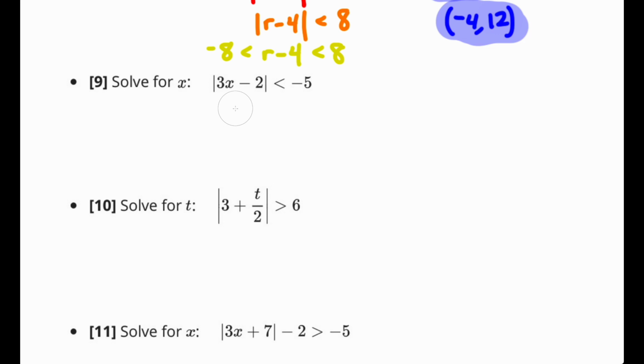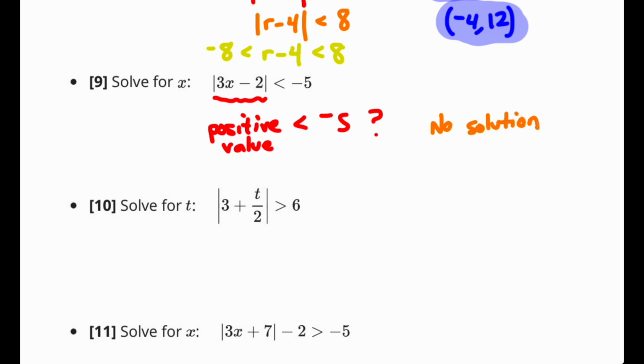Solve for x. Now, this one, again, is less than. Similar to the stuff that we were doing before. But hopefully you notice that this value can only be positive. So could you imagine a positive value that is less than negative 5? Hopefully you realize, no, you can't have a positive value that's less than a negative, because less than a negative is just more negatives. So whenever that happens, the answer would be no solution.